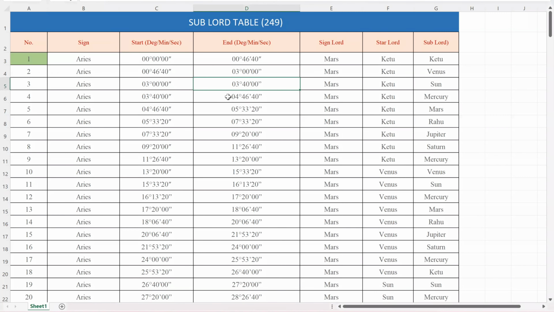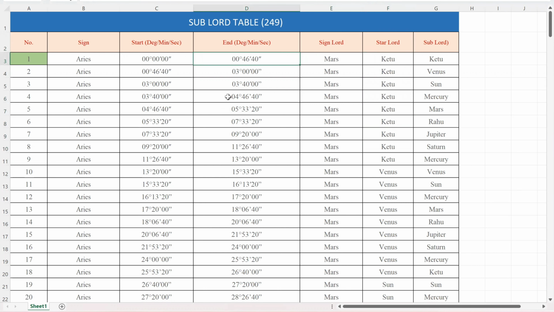So now here we have the sublot table, and if you will see, it starts with the Aries because the first sign is Aries. In Aries we will be having three nakshatra, right? So in Aries we will be having two full nakshatra and one charan of a nakshatra. So the first star would be of the Ketu, and then the Venus and Sun. These three star lords will be in the Aries.